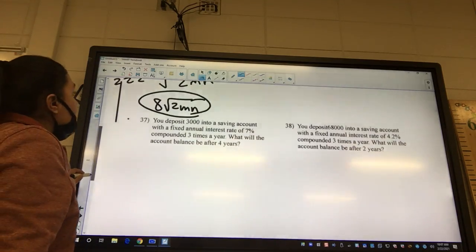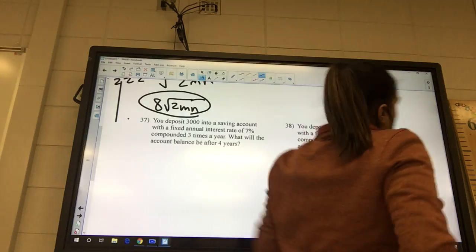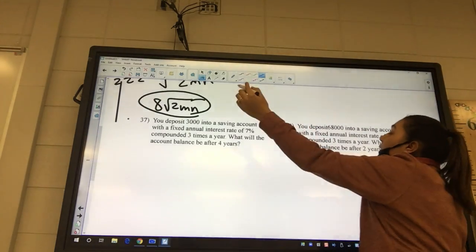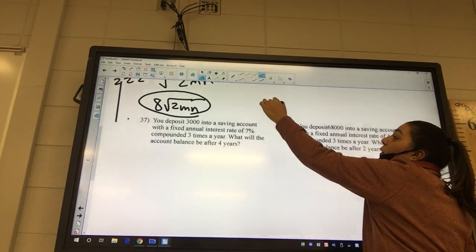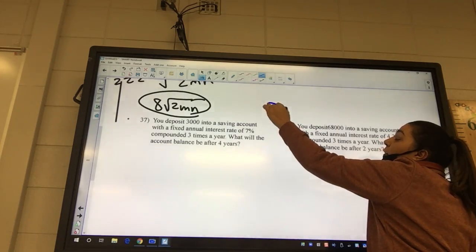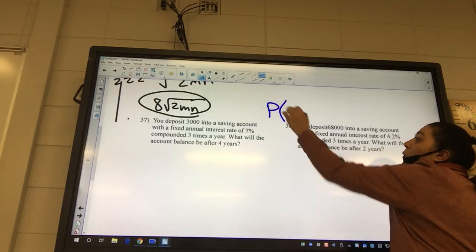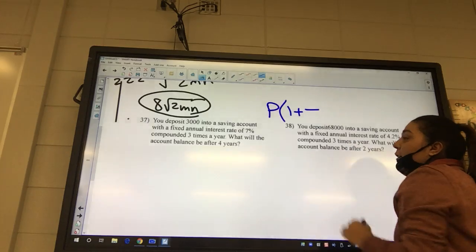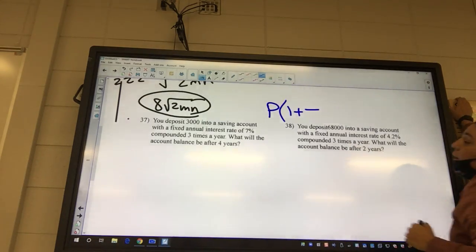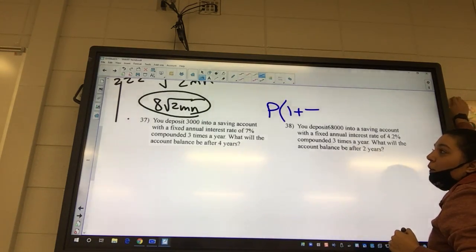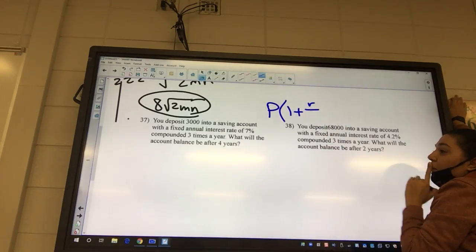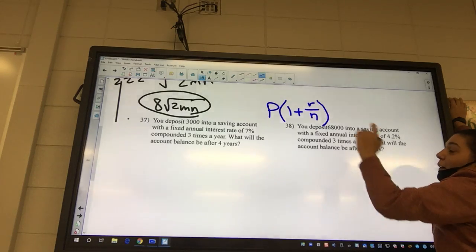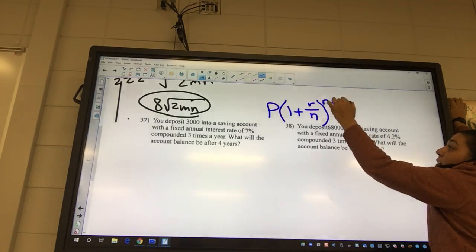Okay, the last part is compound interest. Who remembers the formula? What's it start off with? P, parenthesis, 1 plus a fraction. What goes on top? What letter? R. R over N. N to the NT. And this is an exponent.